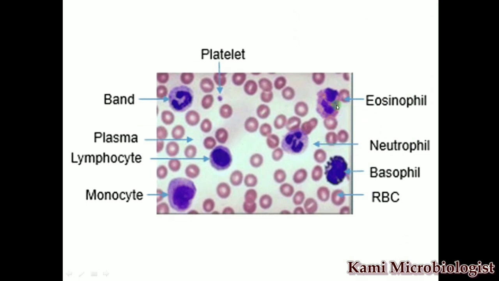So this is the structure of the eosinophil, neutrophil, basophil. These are the RBCs, as you can see. And this is the lymphocytes, monocytes. Now this liquid portion, this white or red-like structure, is called plasma, and these are the band cells. These are the platelets. The small dots are called platelets.